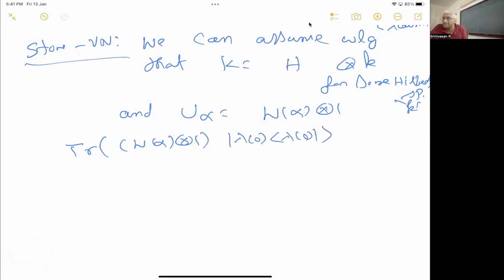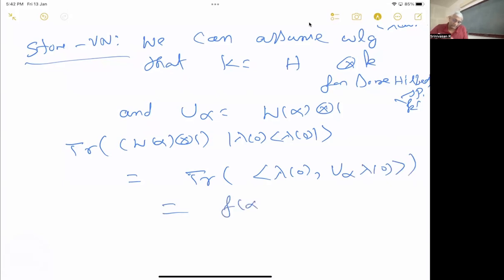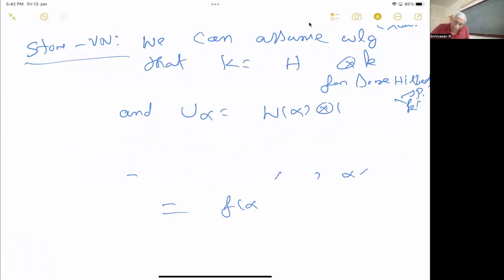Let's just evaluate this. This is equal to the trace of, this is just the inner product, right? Lambda of 0, U alpha, lambda of 0, which is equal to F of alpha. Let me start from there rather than here. I want to give how we get it naturally, but let us do the calculation as it is. We want to get F of alpha as a state on L2 of Rn.